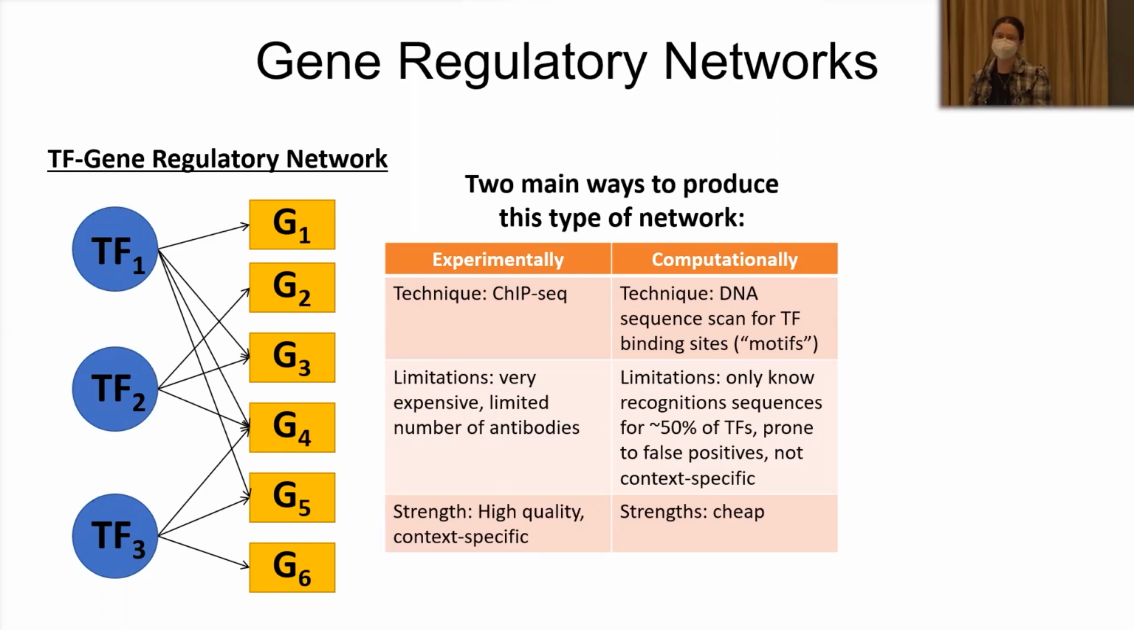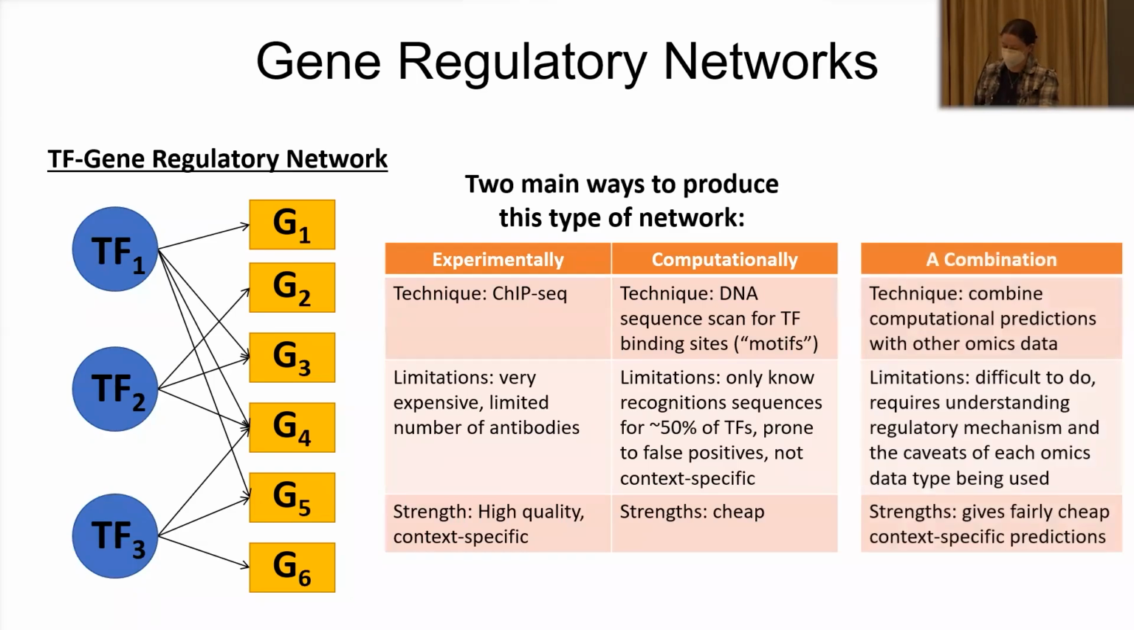There are still limitations. We still only know these recognition sequences for about 50% of transcription factors, and they're of various quality. And also, it's very prone to false positives and not context specific, but it's really cheap. You have a high-end computer, you can run this in a matter of hours these days.